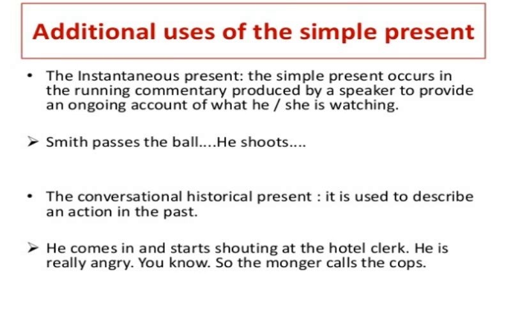Additional uses of the simple present. The instantaneous present. The simple present occurs in the running commentary produced by a speaker to provide an ongoing account of what he or she is watching. Smith passes the ball, he shoots. The conversational historical present. It is used to describe an action in the past. He comes in and starts shouting at the hotel clerk. He's really angry, you know. So the monk called the cops.